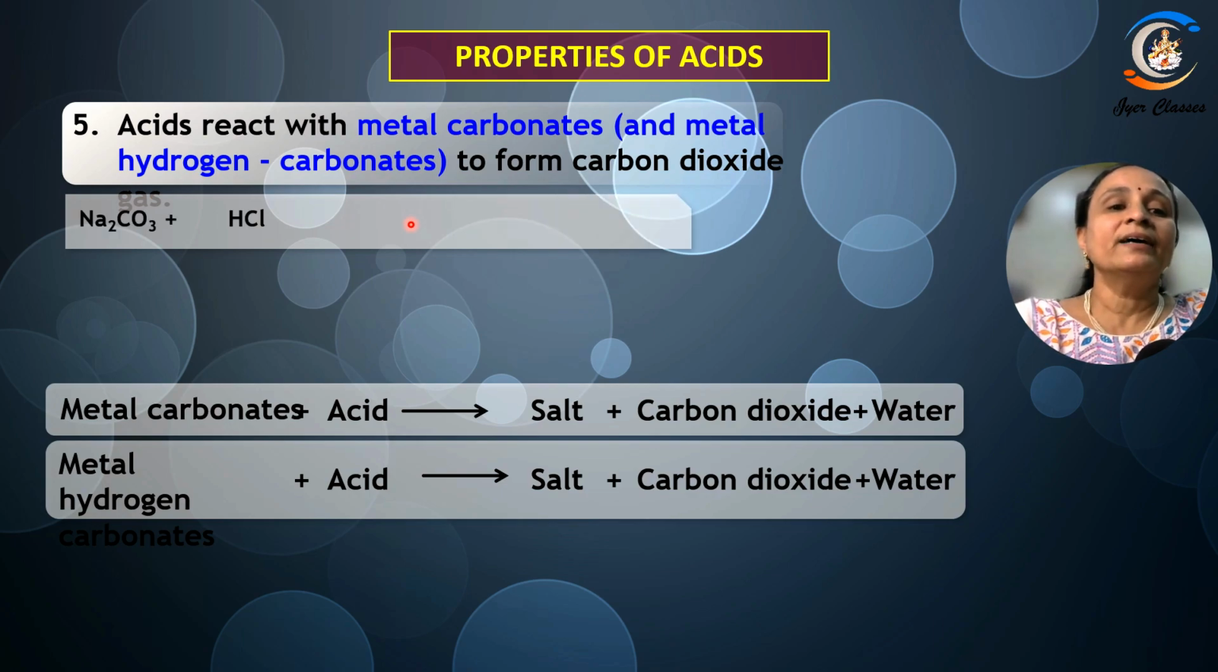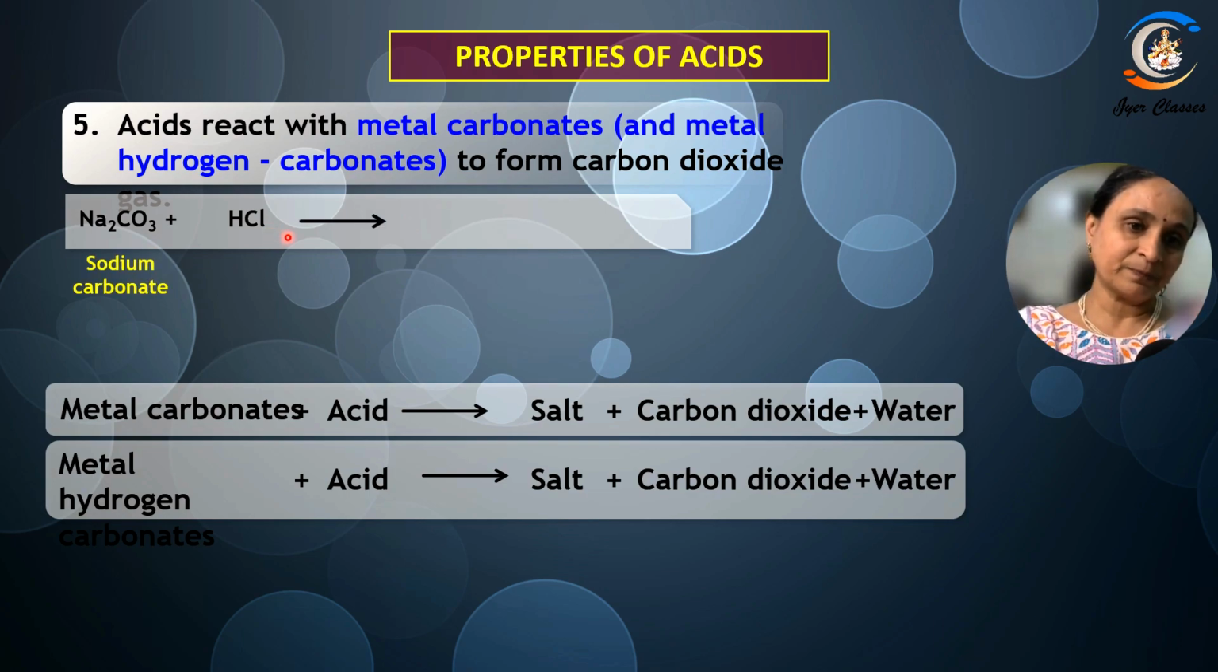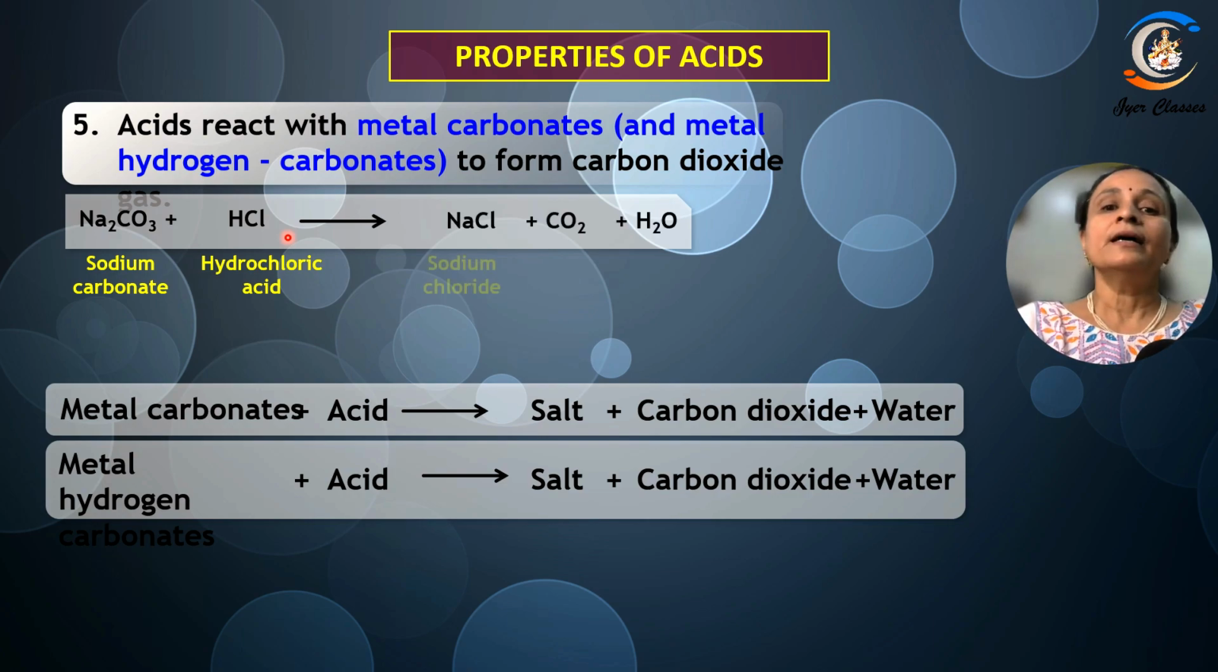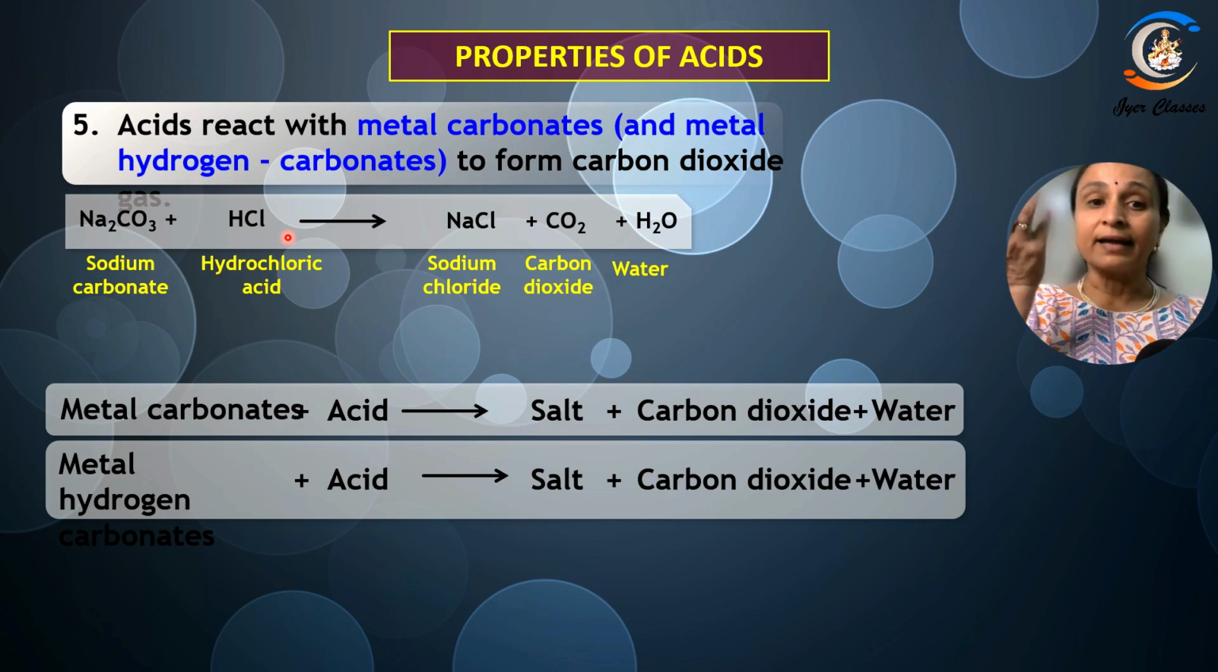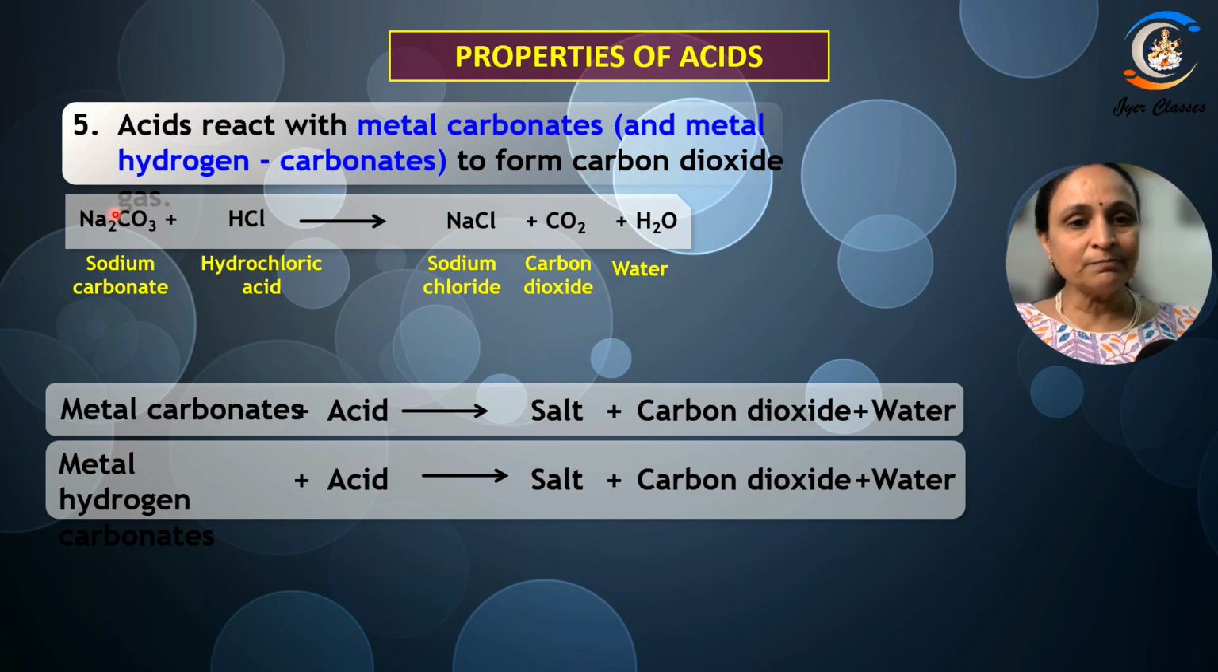So we have Na2CO3. Na2CO3 is basically washing soda. So this Na2CO3 is reacting with hydrochloric acid. HCl is hydrochloric acid, NaCl is sodium chloride, and carbon dioxide is released, and water is also released. Carbon dioxide is evolved as a gas. Now is this reaction balanced?